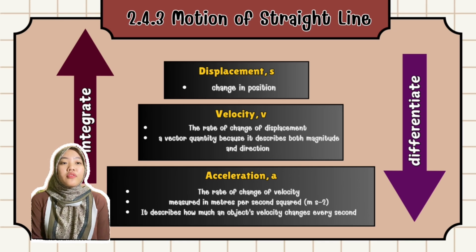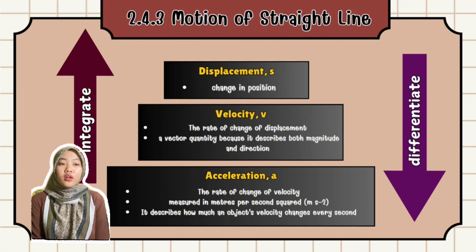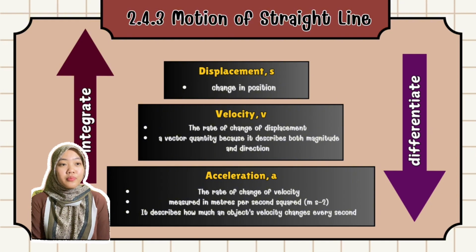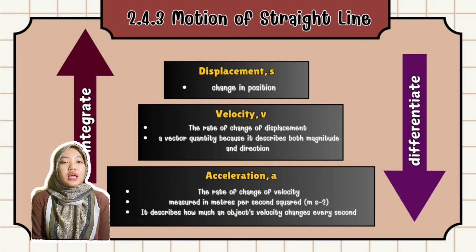And then next, we have velocity. Velocity means the rate of change of displacement. It is also a vector quantity because velocity describes both magnitude and direction. And then the third one, we have acceleration. Acceleration is defined as the rate of change of velocity. Acceleration is measured in meters per second squared, and it describes how much an object's velocity changes every second. Going up the stage, we need to integrate, and going down, we need to differentiate.